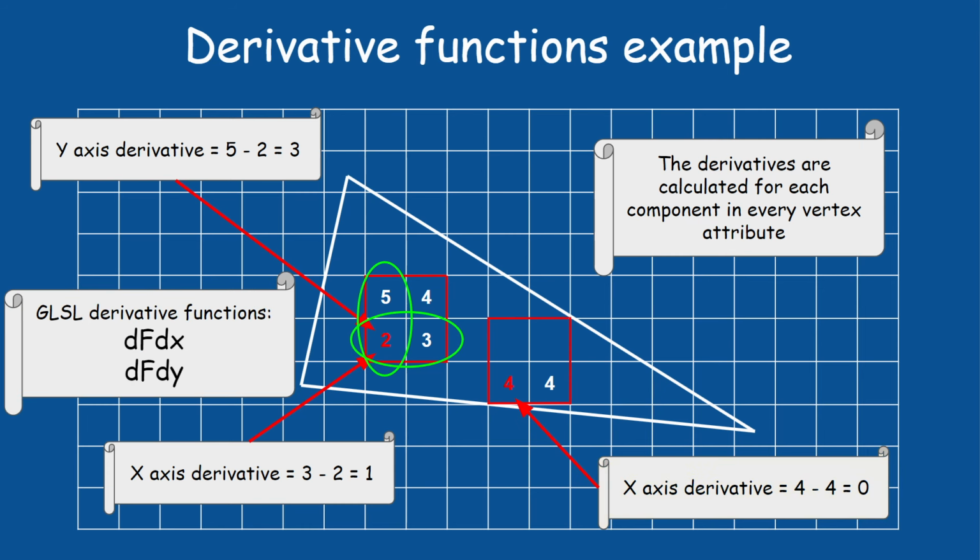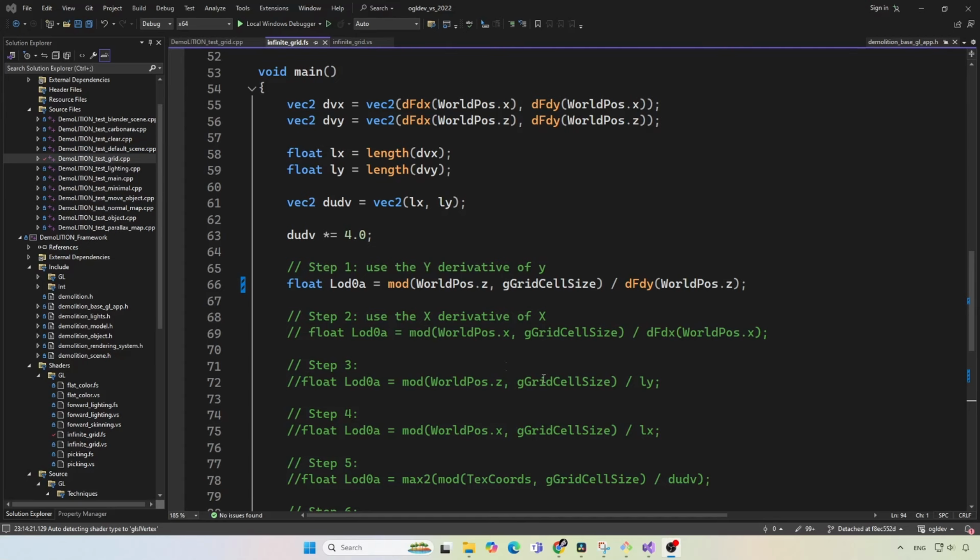In GLSL, we use the functions dFdx and dFdy to calculate the x and y derivatives, respectively, and notice that the F is capital and the rest of the letters are lowercase. Now let's try to divide the result of the modulo operation by the y derivative of the z component of the world space position. The result is that we are now getting white lines, while most of the square is black. Let's try to understand this.